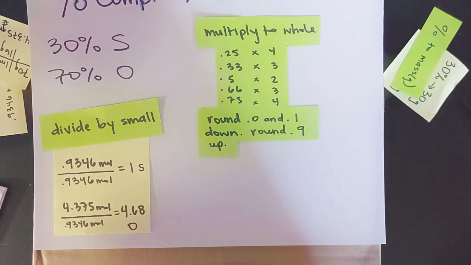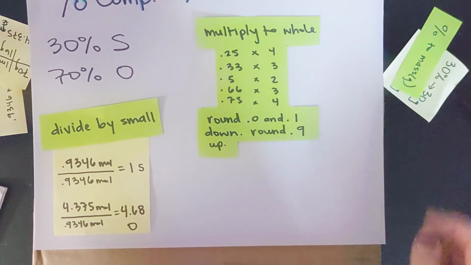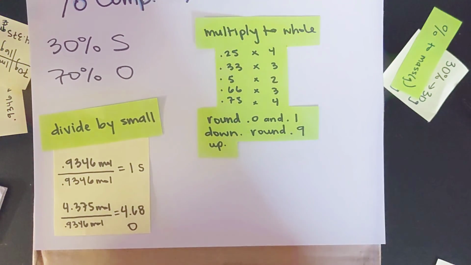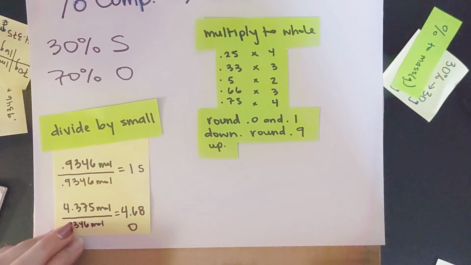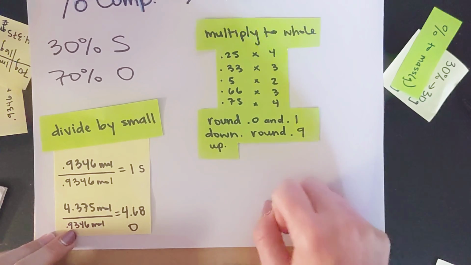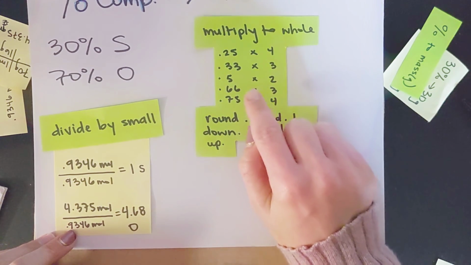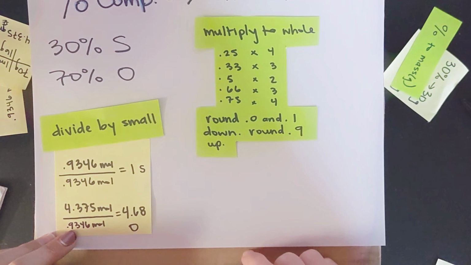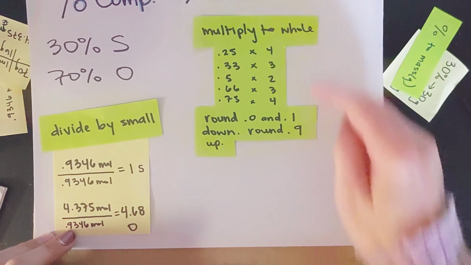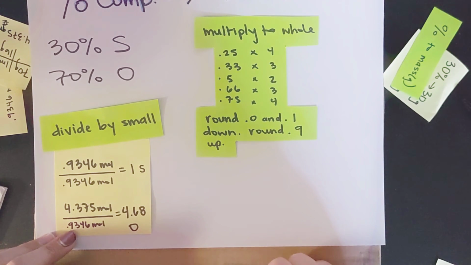And for our final step, we need to see if multiplying to a whole number is necessary or if we can just round. Here we don't have a decimal, so let's not worry about that one. But here we see 4.68. If you have a decimal that ends in 0.25, 0.33, 0.5, 0.66, or 0.75, you will be required to use a multiplication factor to get that value to a whole number.